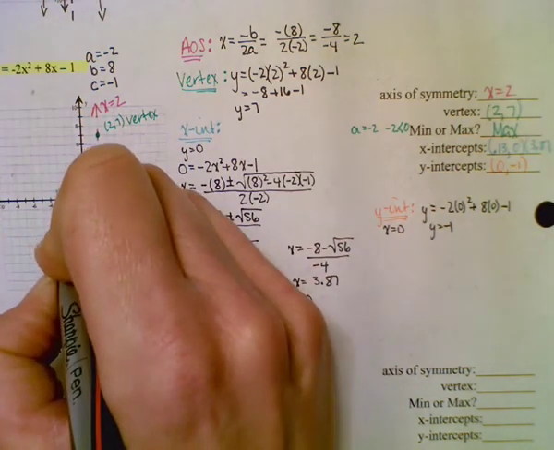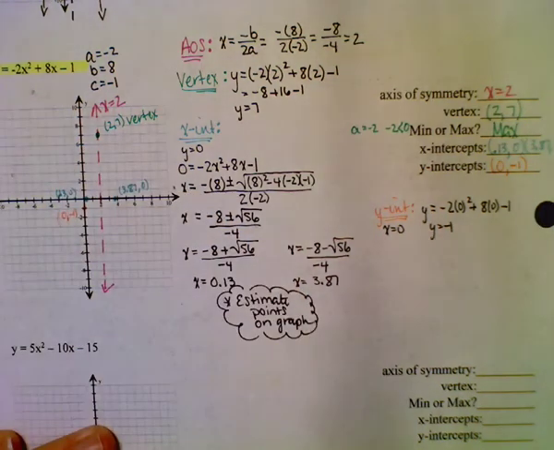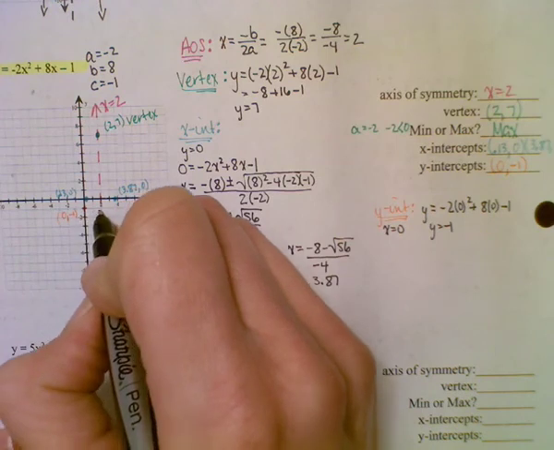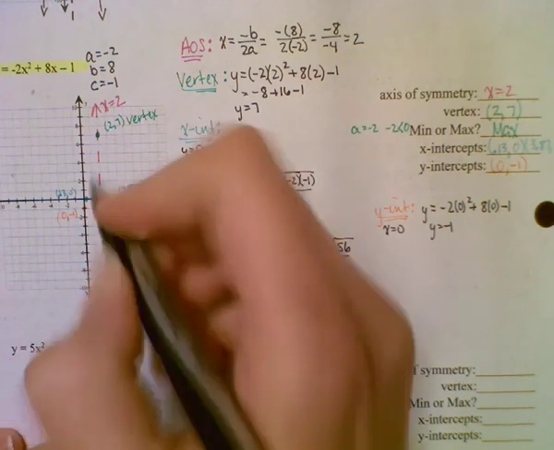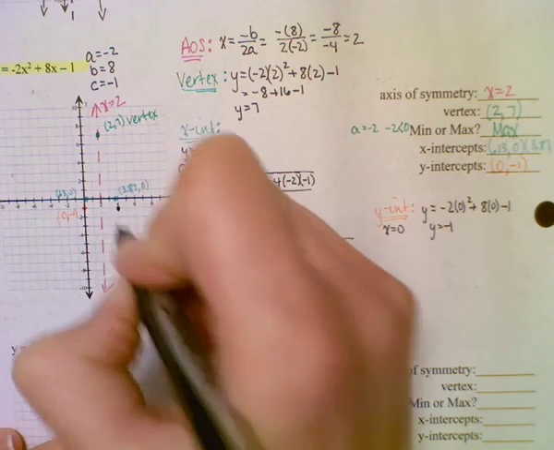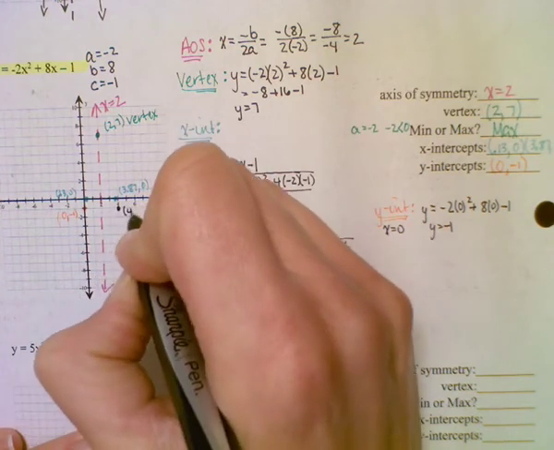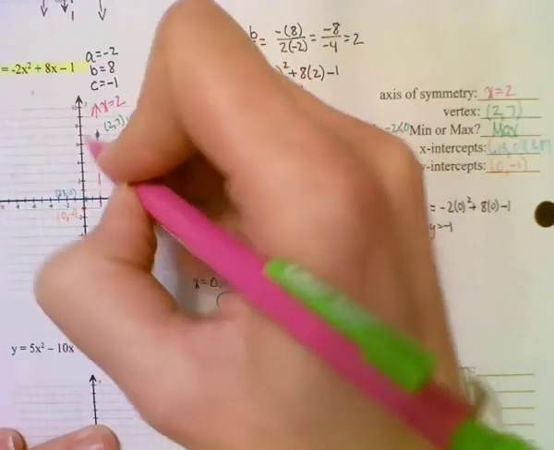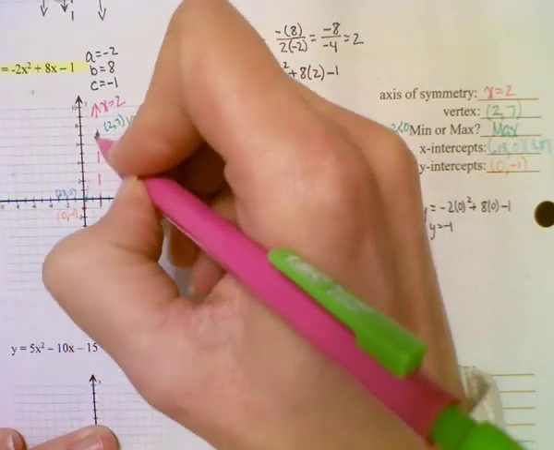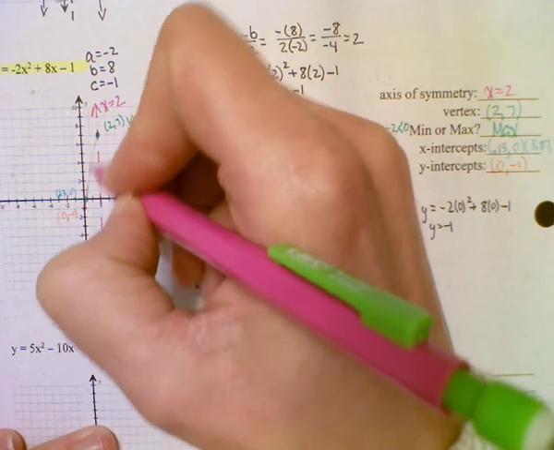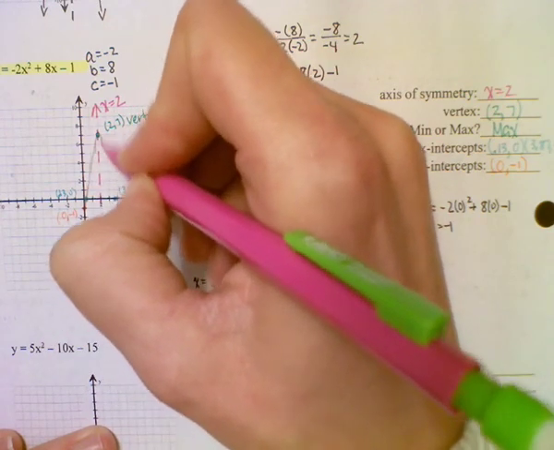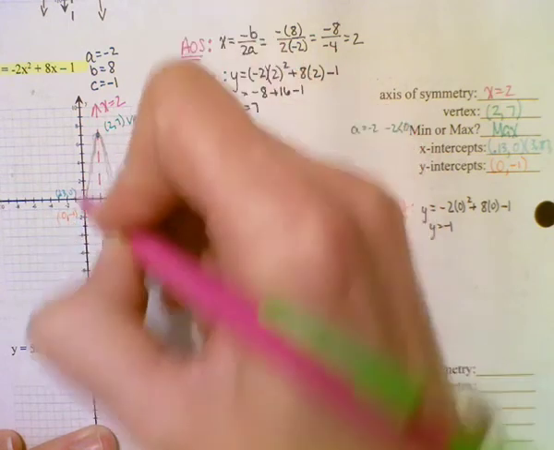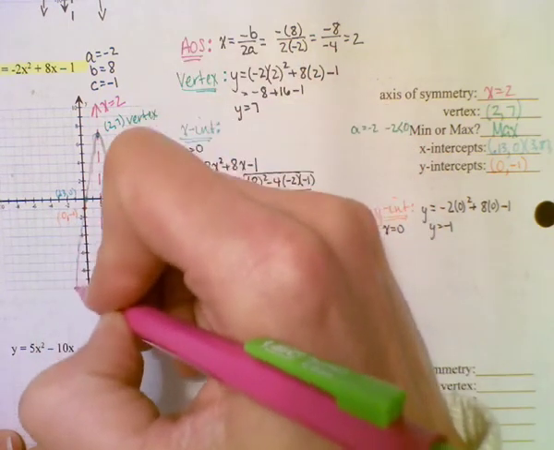0, negative 1. And I need a fifth point, so I can use my reflection. That's 1, 2 from the axis of symmetry. So 1, 2 from my axis of symmetry here, and I'm at 4, negative 1. And I can see how nicely that's going to turn out. It's going to be just perfect there. So it's going to be a skinnier graph. Make sure it has a rounded edge there at the top, and I just kind of follow it down.